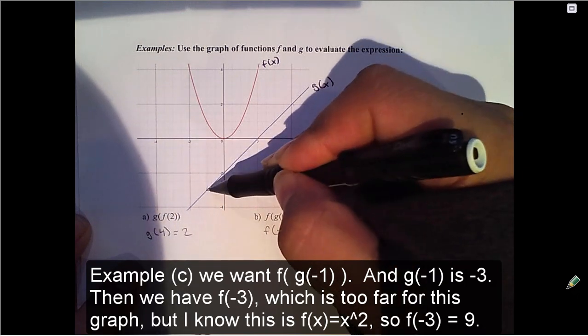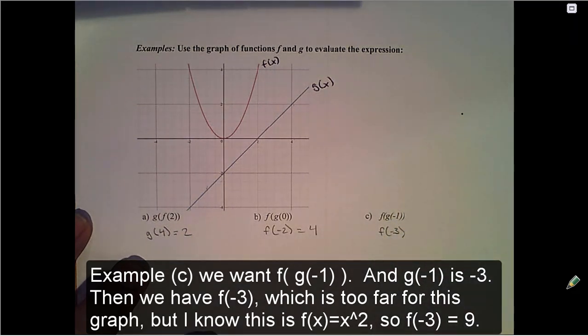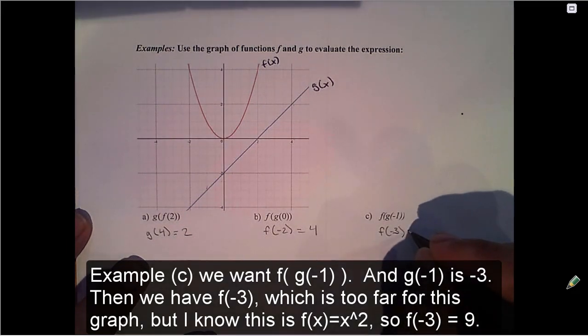Example C, we want f of g of negative 1. And g of negative 1 is negative 3. Then we have f of negative 3, which is too far for this graph. But I know this is f of x equals x squared, so f of negative 3 is 9.